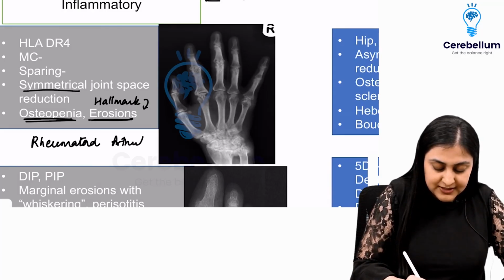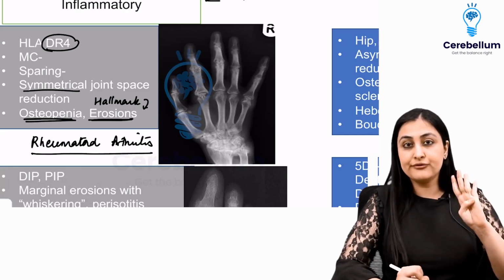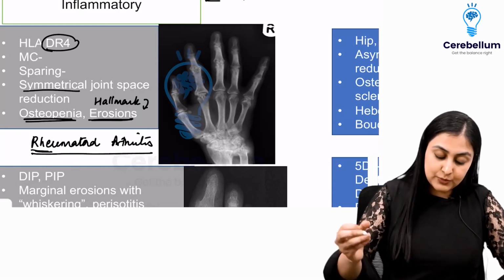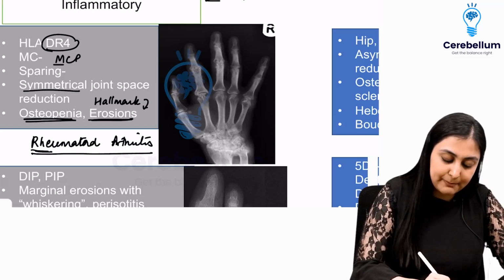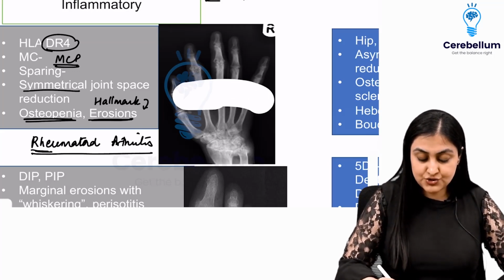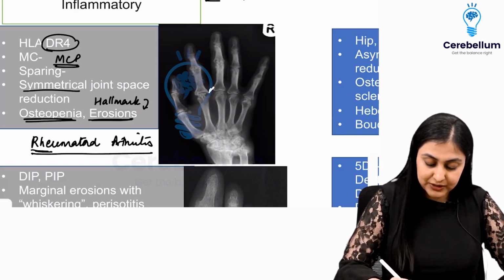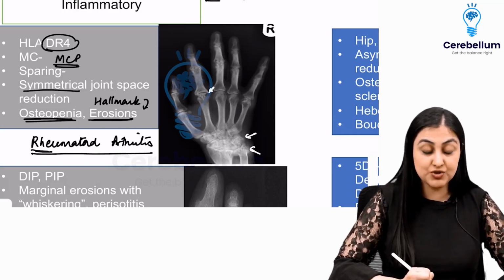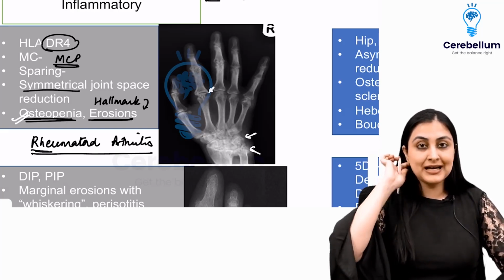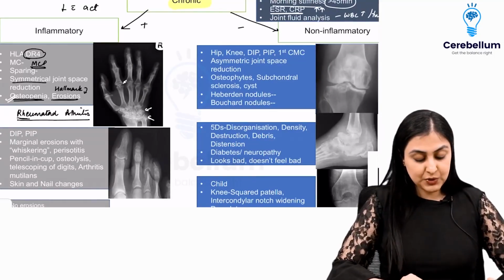So rheumatoid arthritis, remember, is associated with HLA-DR4. You can remember 4. A rheum has 4 walls. So rheumatoid is DR4. The most common joint to be involved here is the metacarpophalangeal joint. So the metacarpophalangeal joint, this joint right here, is the most common to be having these erosions. So you can see how there are so many marginal erosions which are associated, and because it's inflammatory, there is osteopenia and you have a symmetrical joint space reduction. So this is what you want to remember.